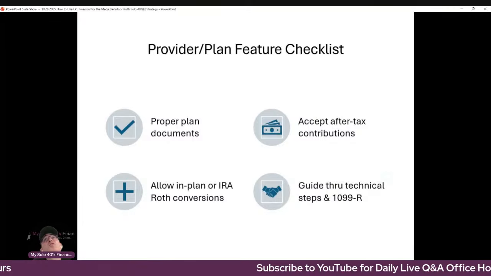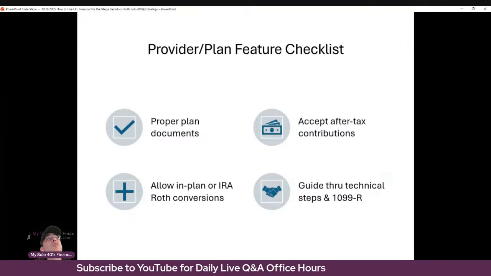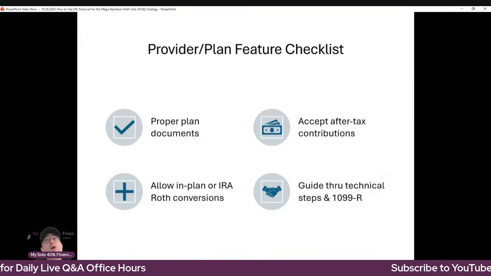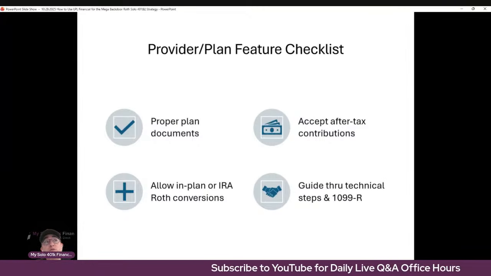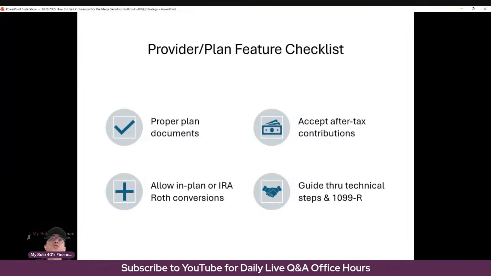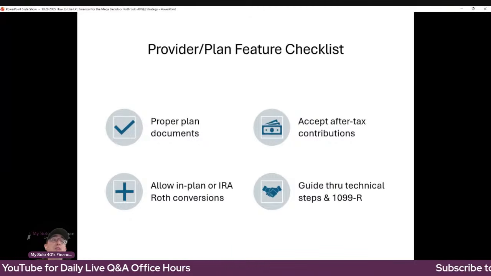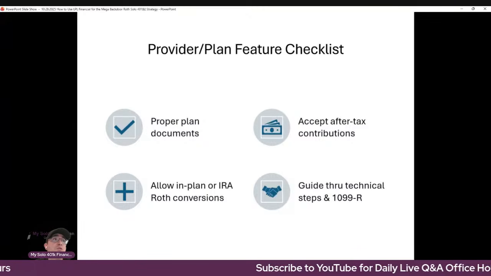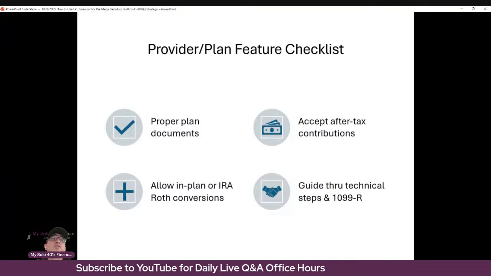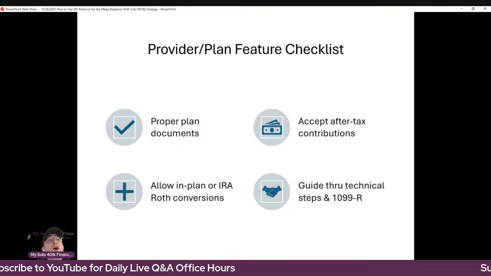Now, the basics is that you need a Solo 401k plan that allows for the Mega Backdoor Roth Solo 401k contributions, meaning both the after-tax contribution and then the transfer to the Roth account. But of course, it's also going to make sense to work with a provider such as my Solo 401k Financial that has deep experience in helping thousands of customers through the Mega Backdoor Roth Solo 401k process, because there are technical steps that need to be followed.